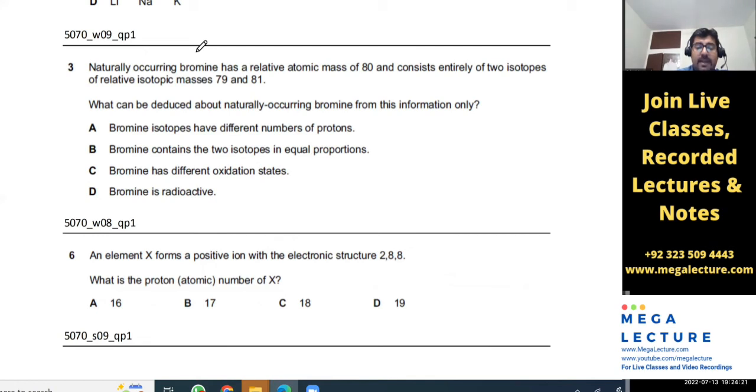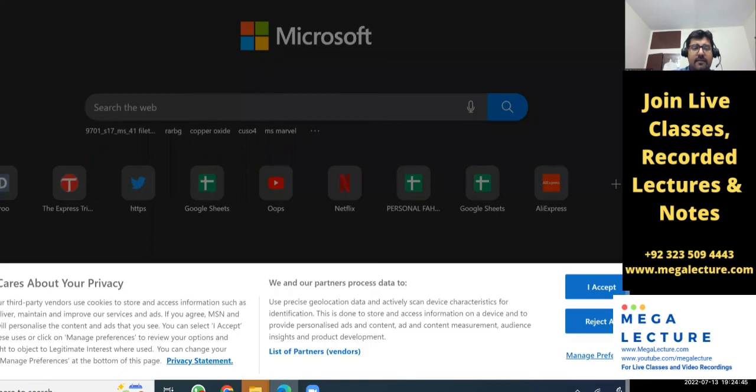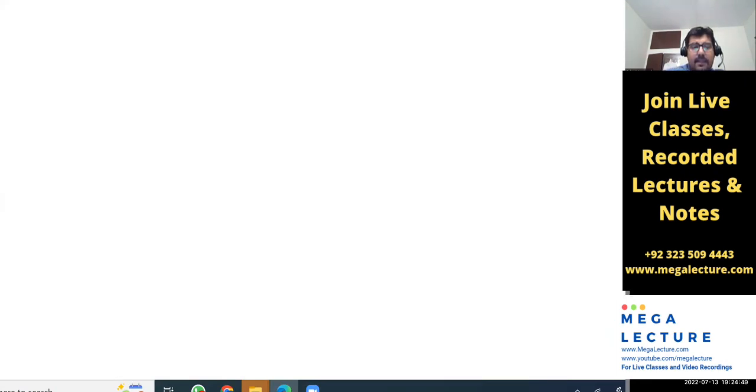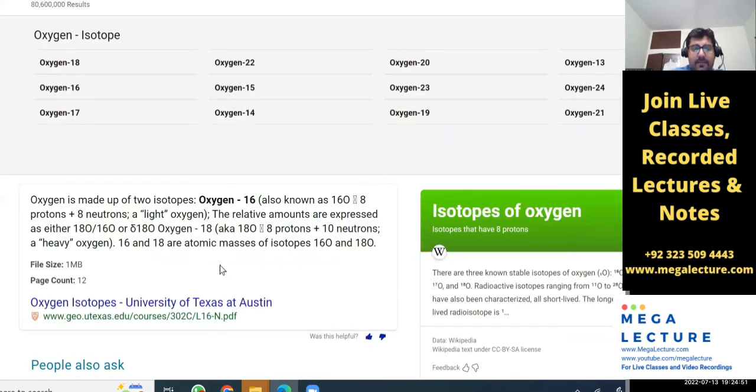So then this one, naturally occurring bromine has a relative atomic mass of 80 and consists entirely of two isotopes, 79 and 81. Now, this one is about isotopes. Remember, I told you that isotopes can have many different neutron numbers, right? The only thing common is like if I look for oxygen isotopes, there would be lots of them.